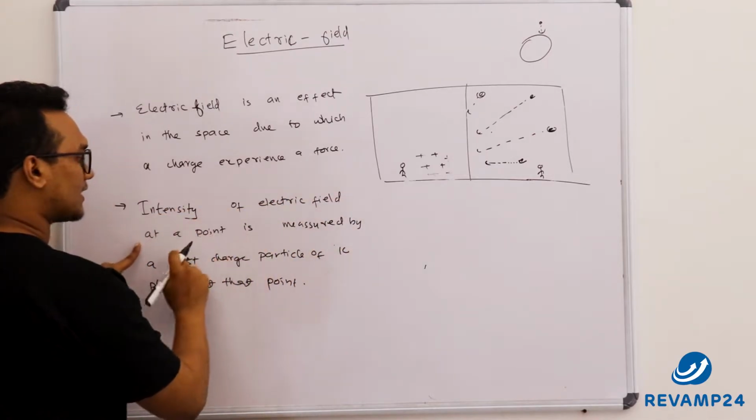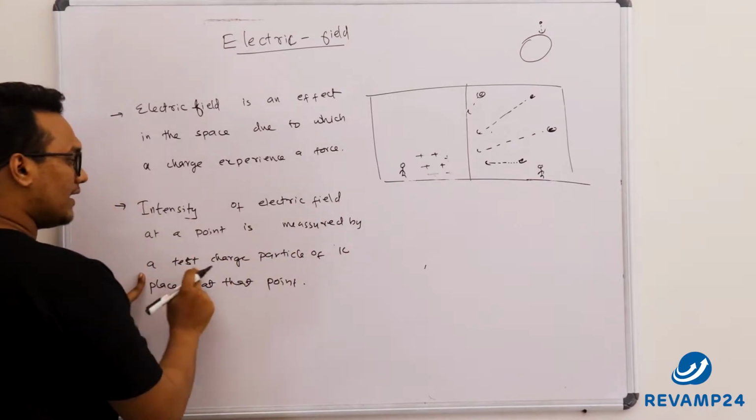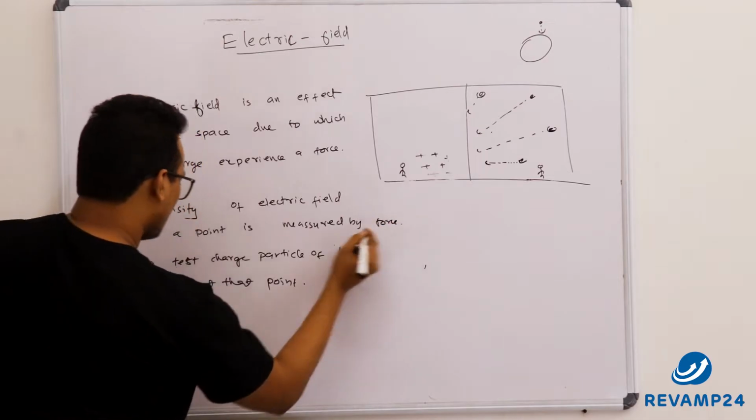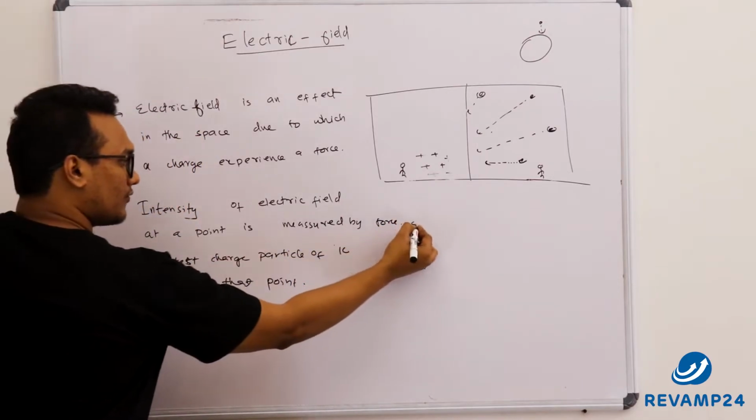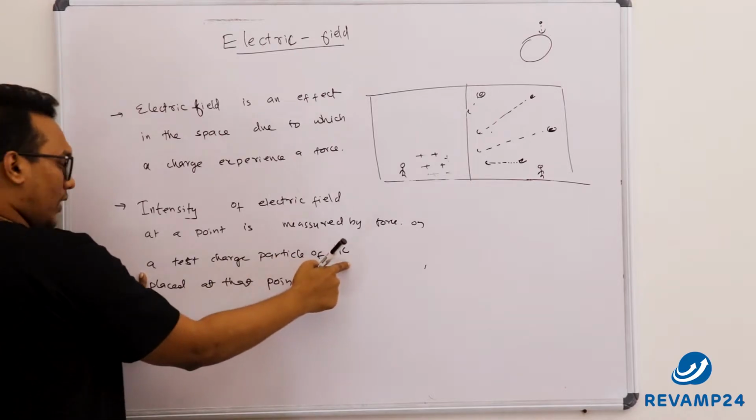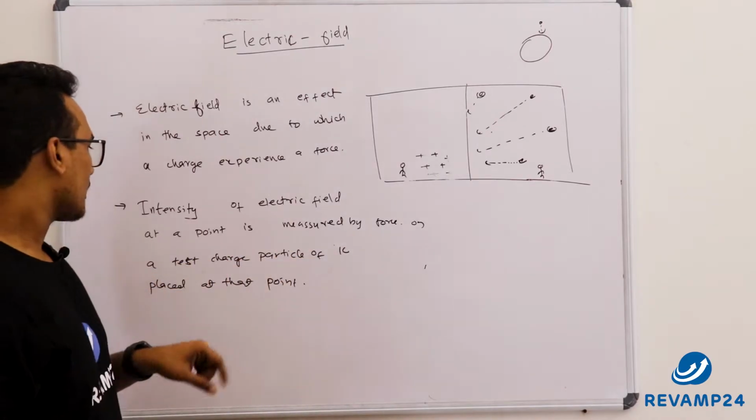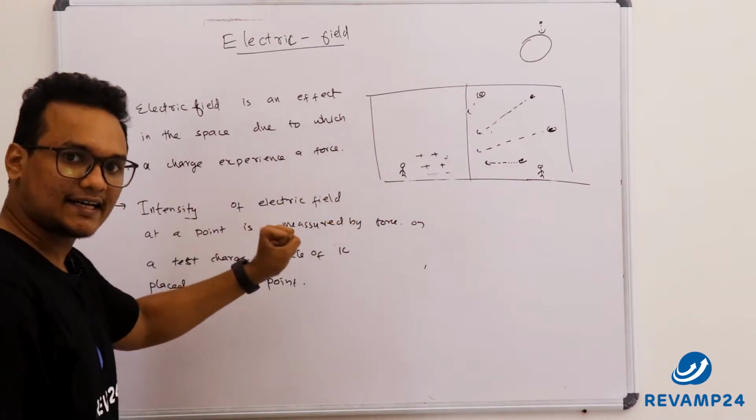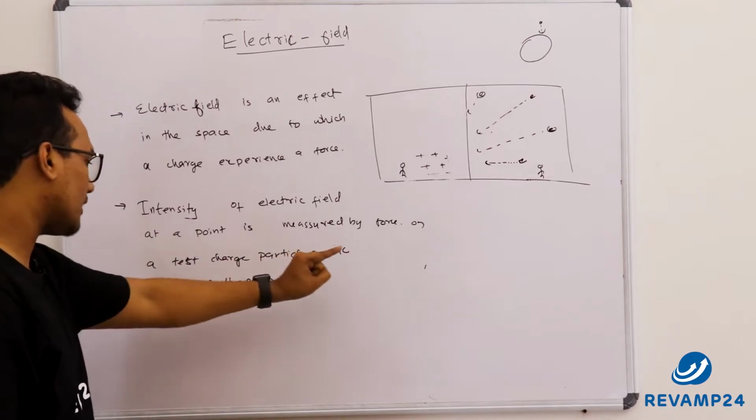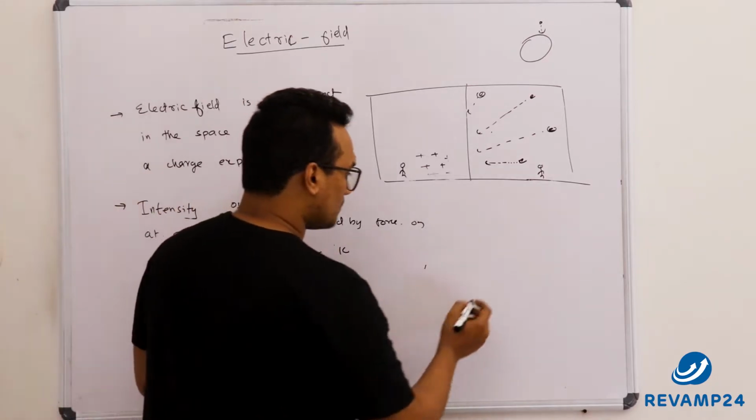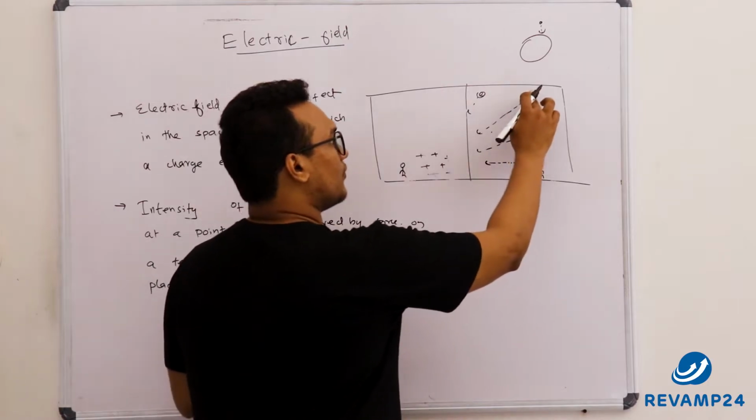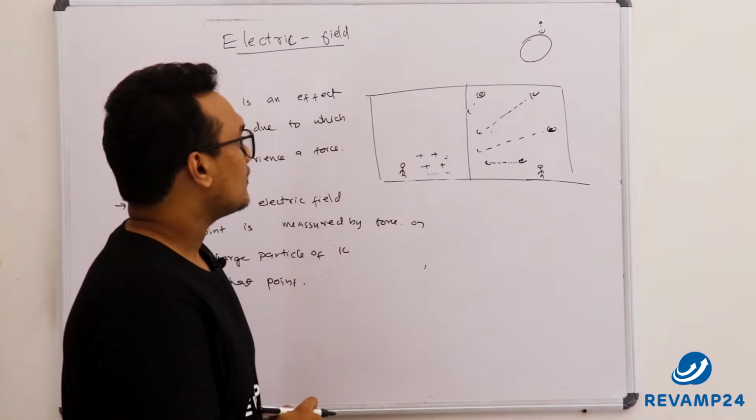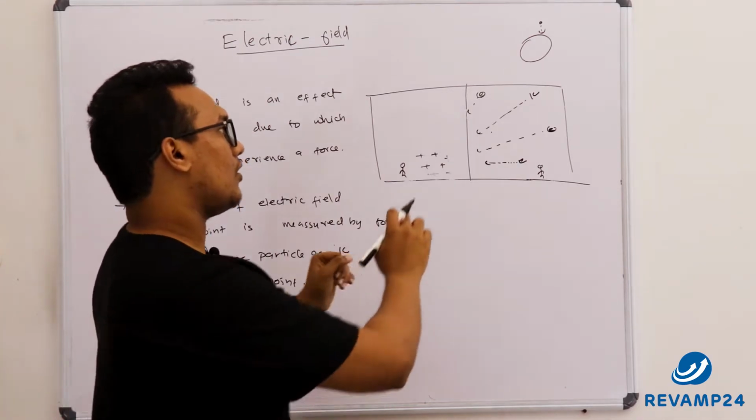The intensity of the electric field at a point is measured by the force on a test particle of 1 coulomb placed at that point. So the intensity of the electric field at a point is measured by the force exerted on a test charge of 1 coulomb placed at that point. Here in this example, I will place 1 coulomb, and we'll see the force exerted on this 1 coulomb.